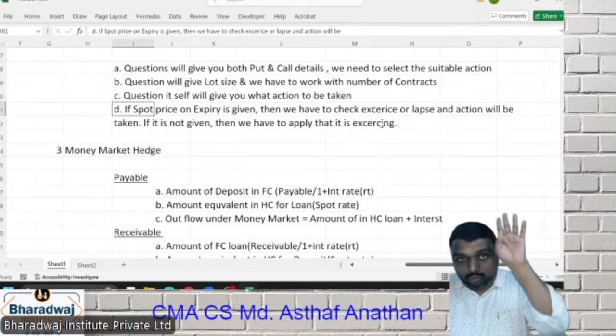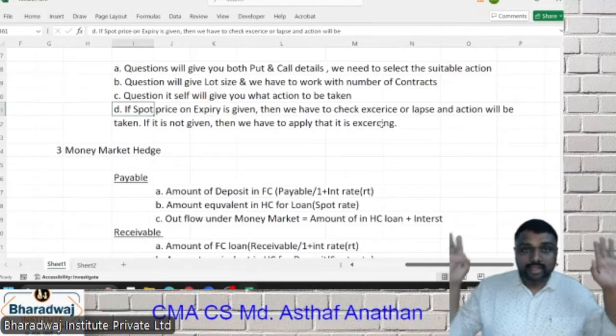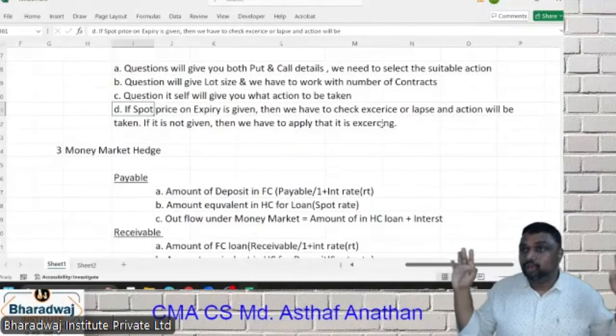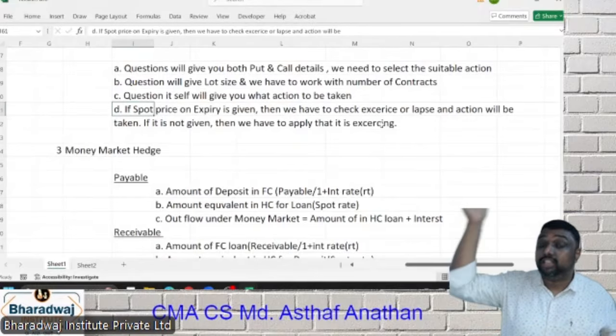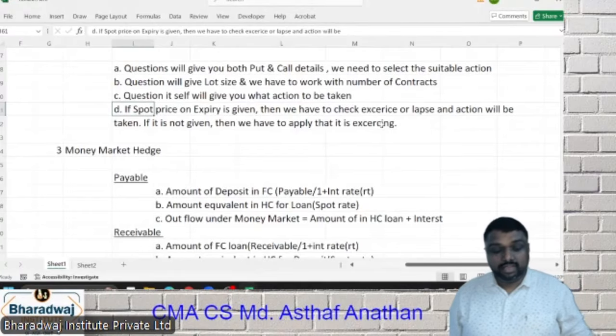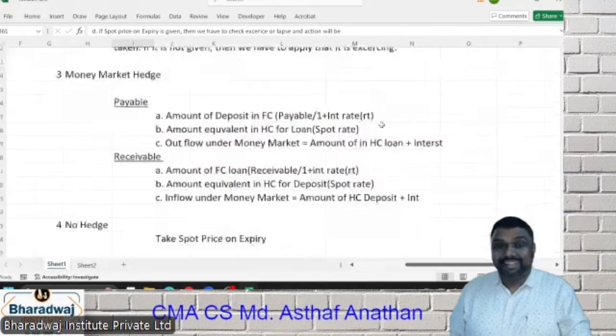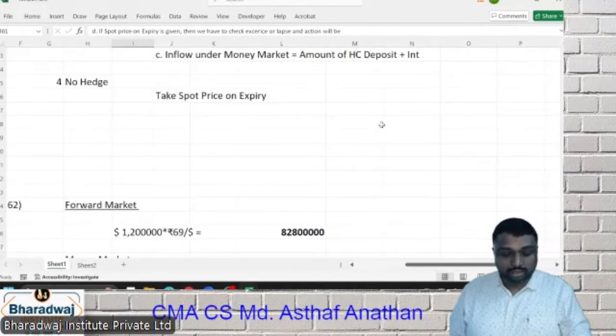You will have only one action, either buying a call or buying a put. Any one only will be there; you can't do both actions. You can do both actions only when the expiry price is given, and that can be done accordingly. So in this case, the answer is over, and we can proceed.